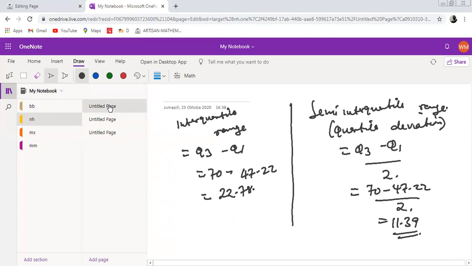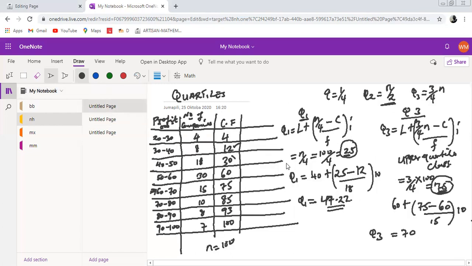But the key thing is for you to understand how we compute these values. The key thing is to understand how we locate the lower quartile class. The lower quartile class is normally located by n over 4. You get the value, then go to the cumulative frequency and locate where that value is going to be found. Once you have located the class that is going to have that value in the cumulative frequency, it is the class where we are going to have the lower quartile.